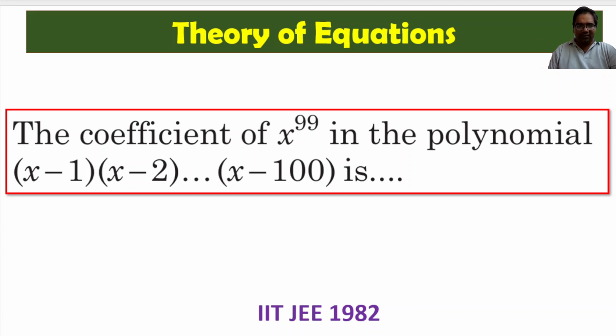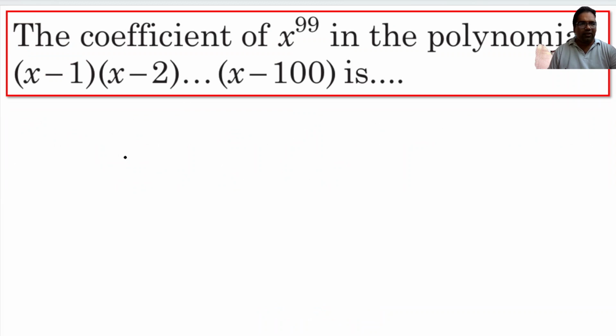Hi friends, here we are given a polynomial. What is the polynomial? The polynomial is (x minus 1)(x minus 2)(x minus 3)(x minus 4) up to (x minus 100), the product of these terms. Obviously, this polynomial is of degree 100. For example, if we have something like (x minus alpha)(x minus beta).